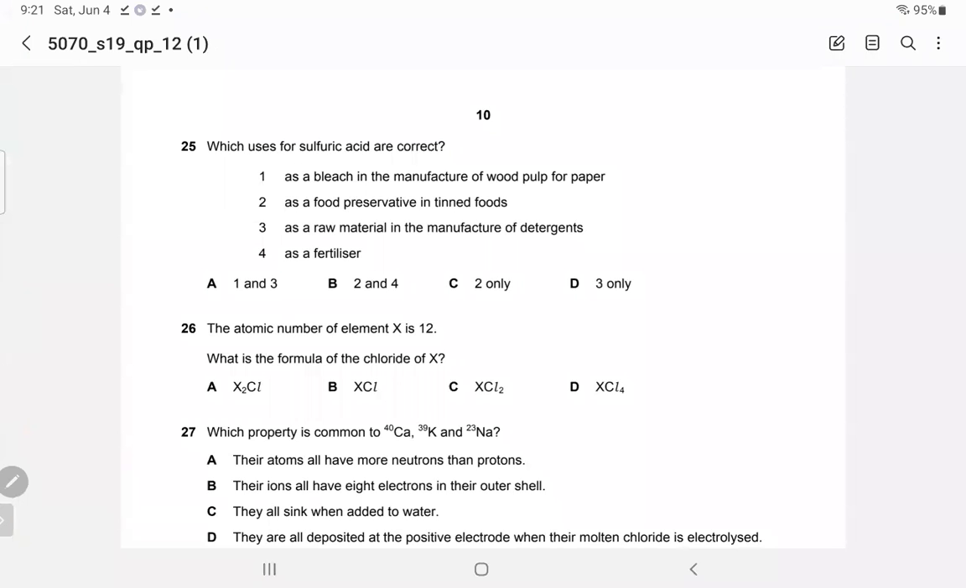So if we talk about question number 25, which uses of sulfuric acid are correct? Yes, D. What about statement one? You are saying D.